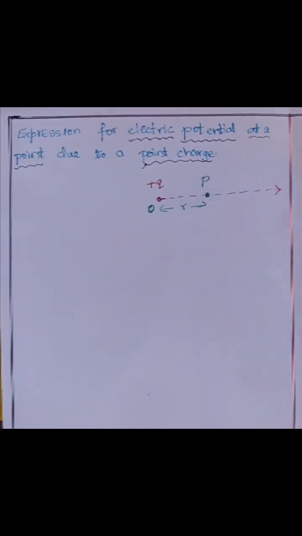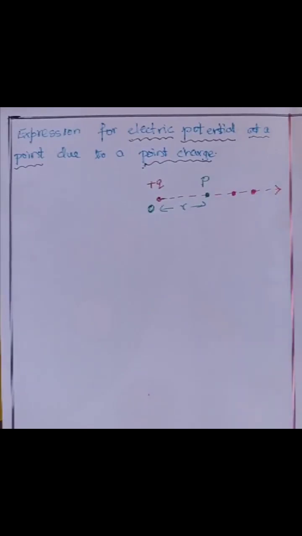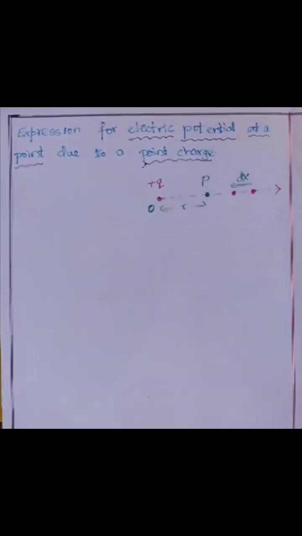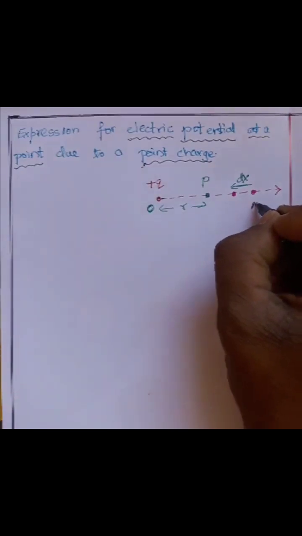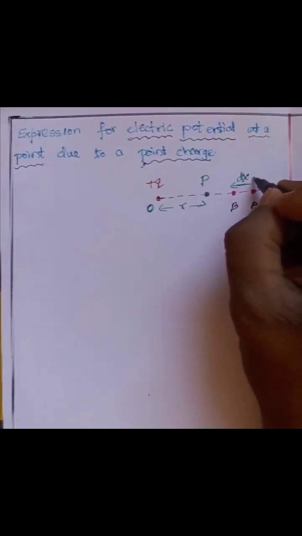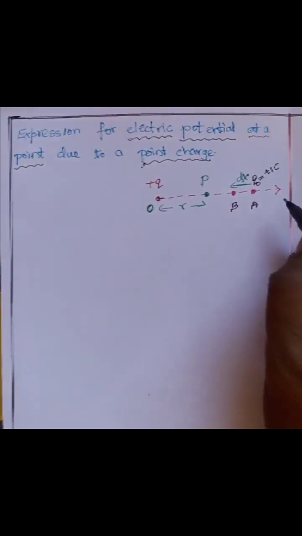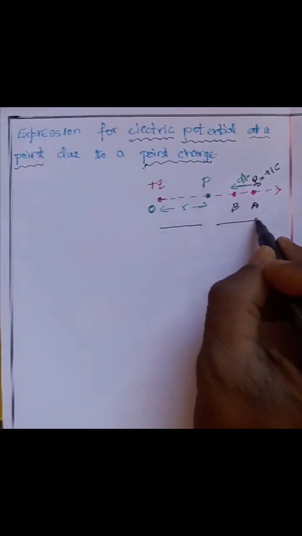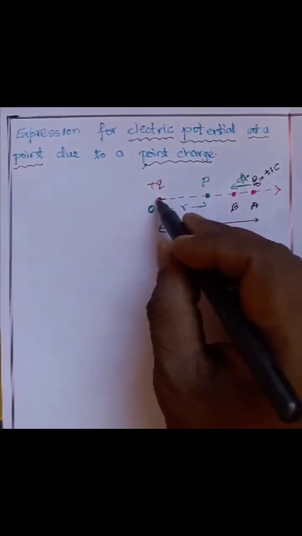In the same direction, consider 2 points A and B of distance dx. Let these 2 points be A and B. Distance AB is dx. Consider a unit positive charge, that is Q naught equal to plus 1 coulomb, which is at A, and distance OA, let it be x. That is, the test charge is placed at a distance x from the source charge.